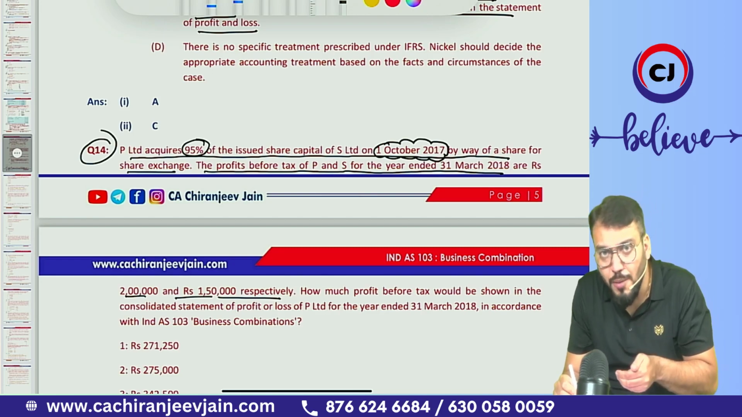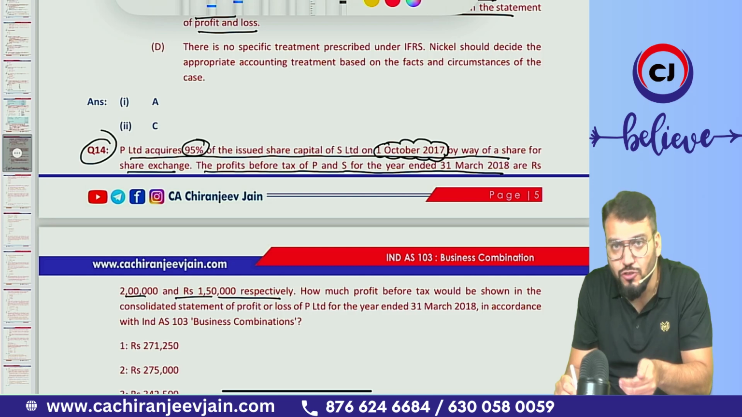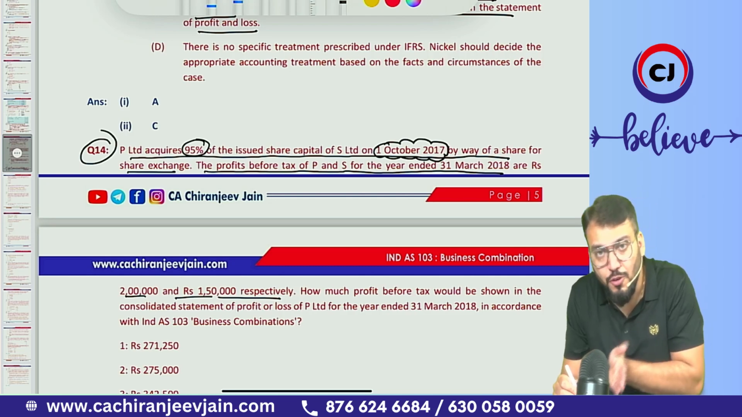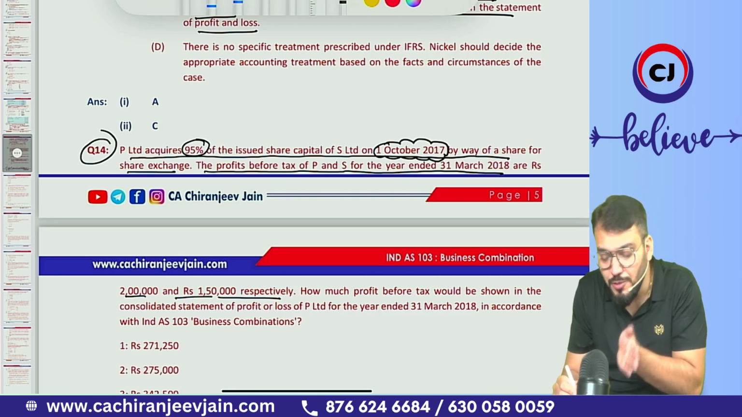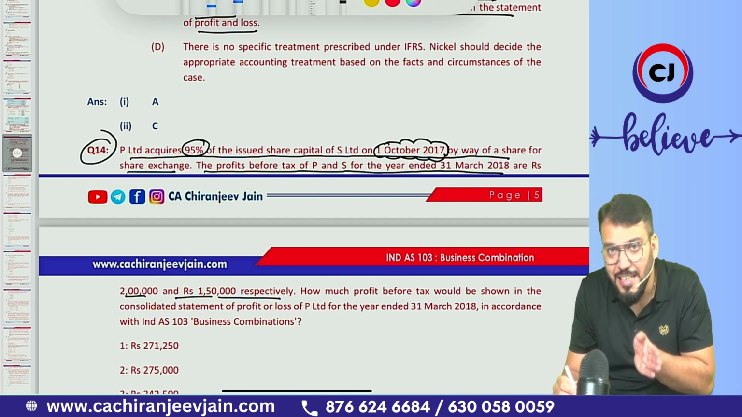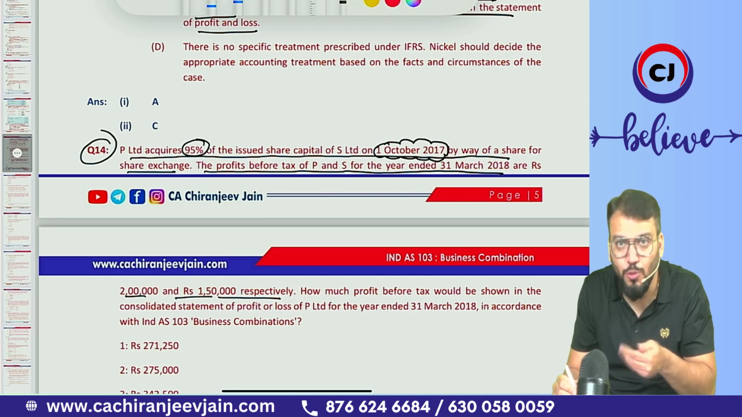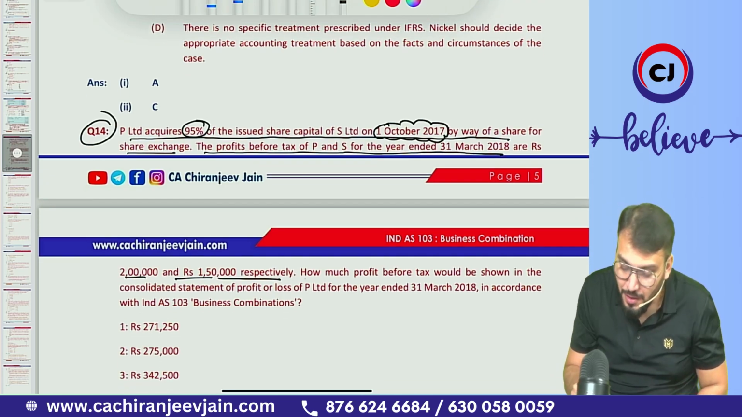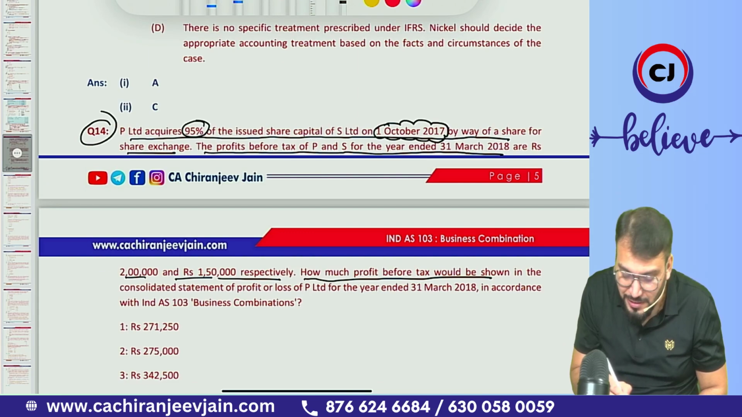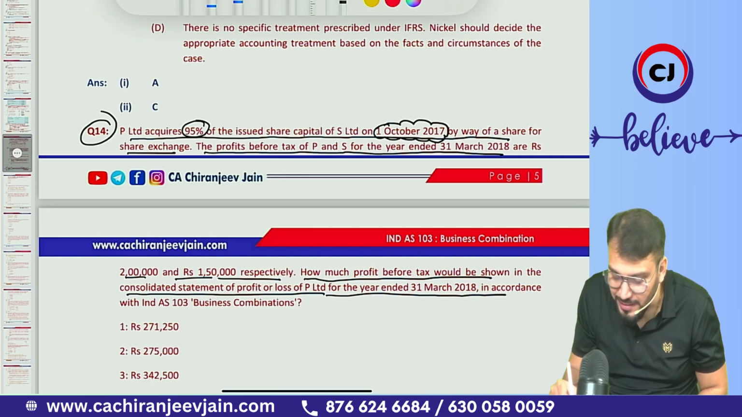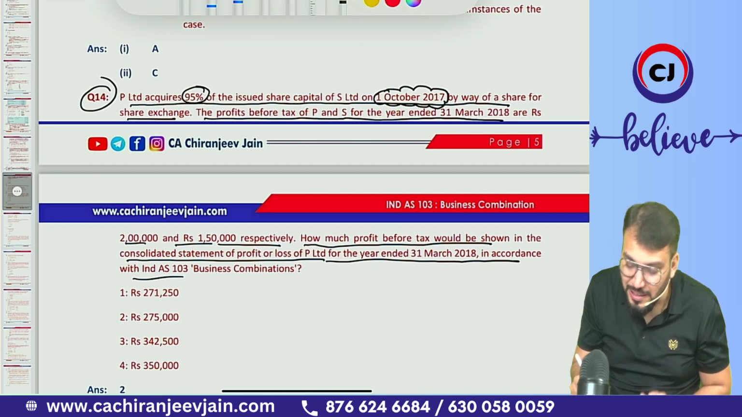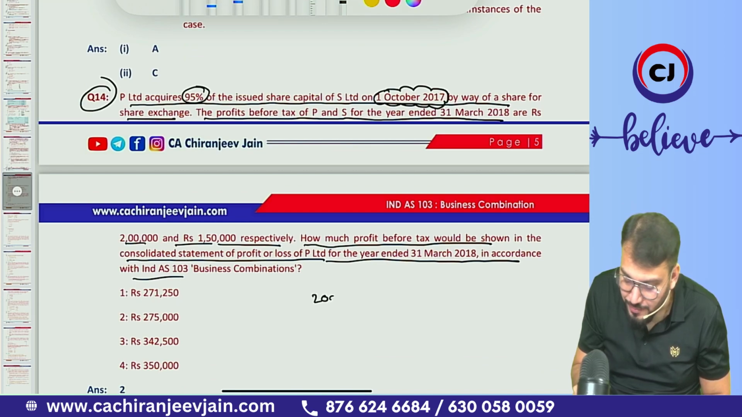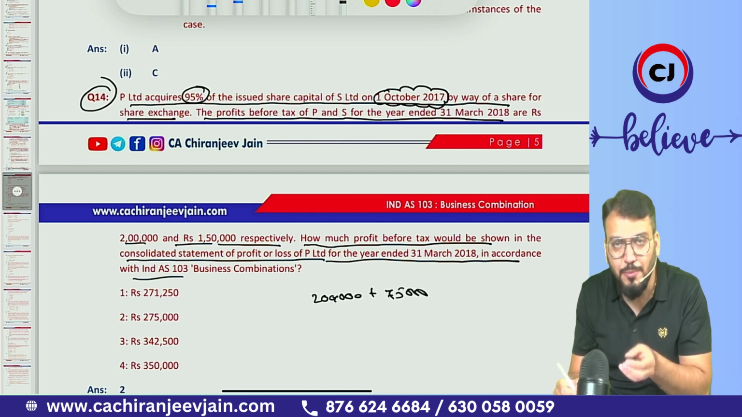Profit of S Limited will be included in the consolidated financial statements of P Limited from the date of acquisition, so from 1st October 2017. It means your post acquisition period is 6 months. How much profit before tax would be shown in the consolidated statement of P Limited for the year ended 31st March 18 in accordance with Ind AS 103? The entire profit of P, 2 lakh, will be shown, and half the profit of S, meaning 75,000, will be shown: 1 lakh 50,000 divided by 2 is 75,000, for 6 months.